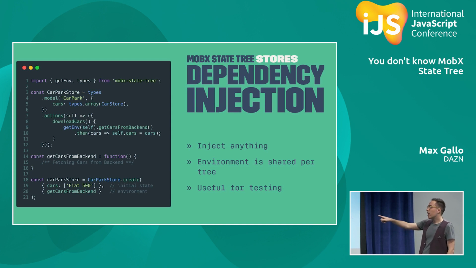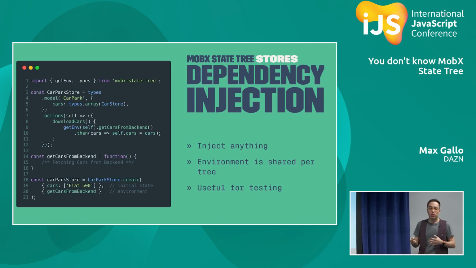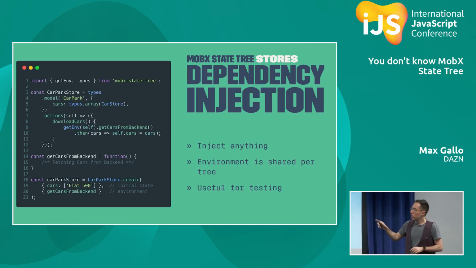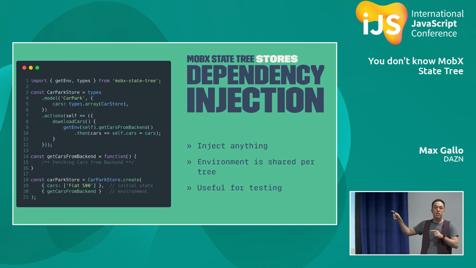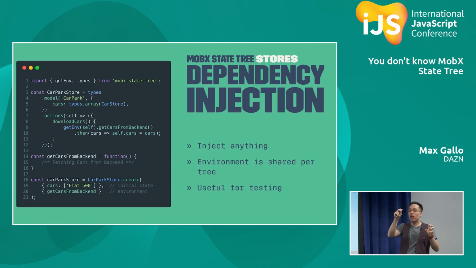One core concept is that environment is shared per tree, which is written here. It's a core concept, because we will see later how that could help us or how that could annoy us a little bit in some configurations. So in this case, also inside our car store, I can do getEnv(self).getCarsFromBackend, because the car store is part of this tree. So this tree contains the car park store and the car store, which is the child of that element. So the environment is shared among the whole tree.